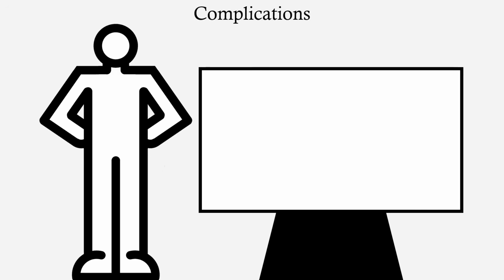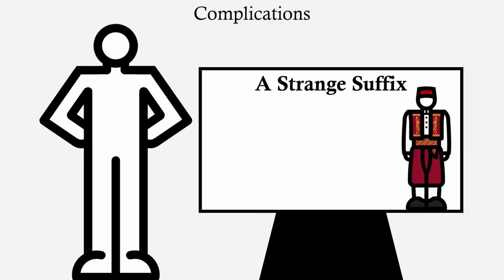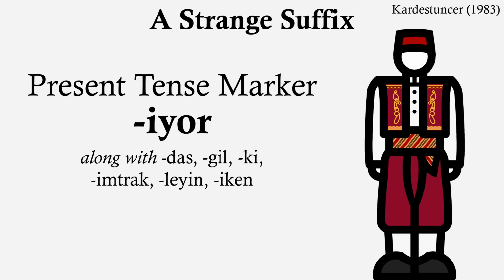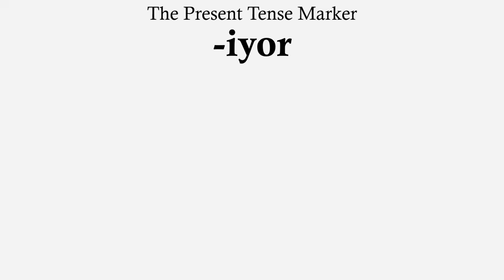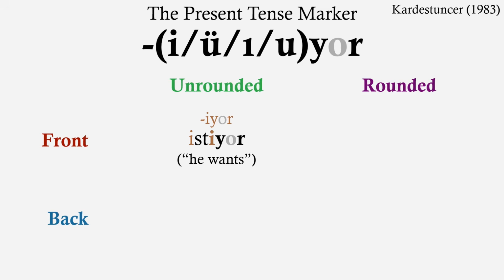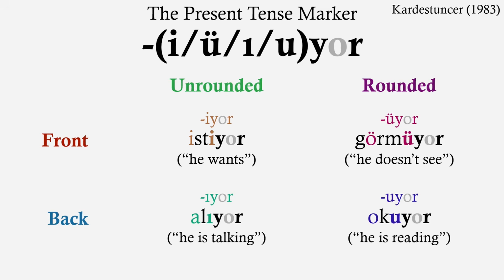I want to focus in on here is this one Turkish suffix. The present tense marker, -yor. This suffix is one of only 7 in the Turkish language that does not undergo vowel harmony. Well, the first vowel, the I, assimilates as usual, but the o always stays the same. Thus, we have istiyor, okuyor, alıyor, and görmüyor.